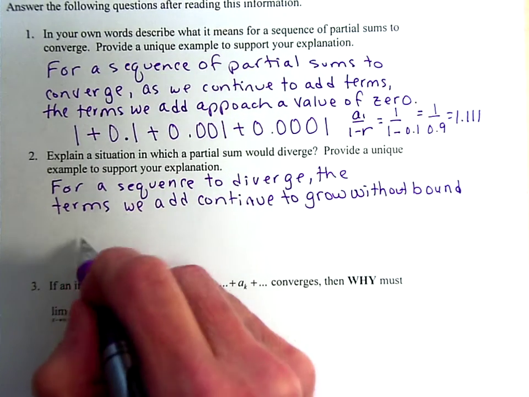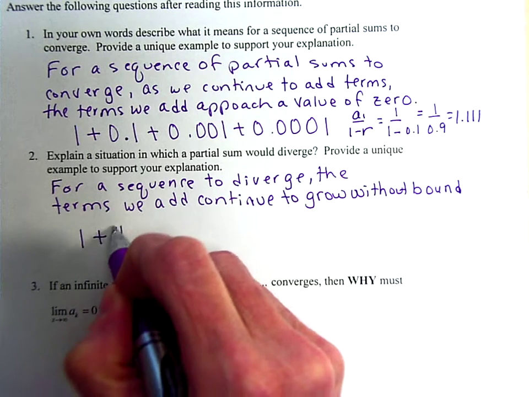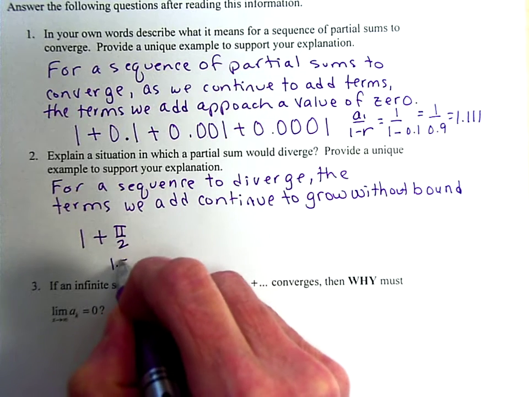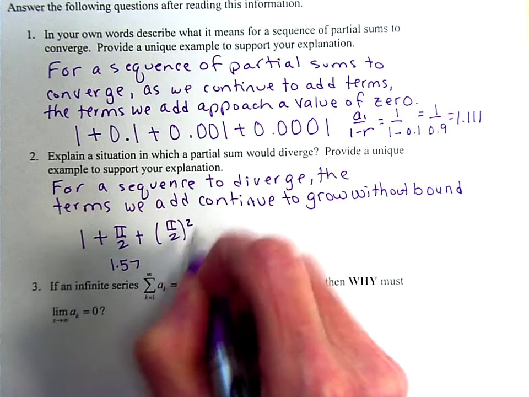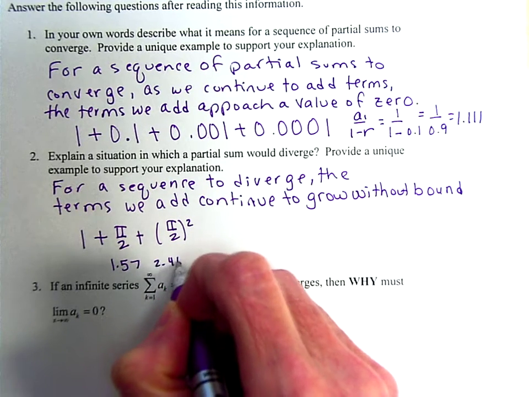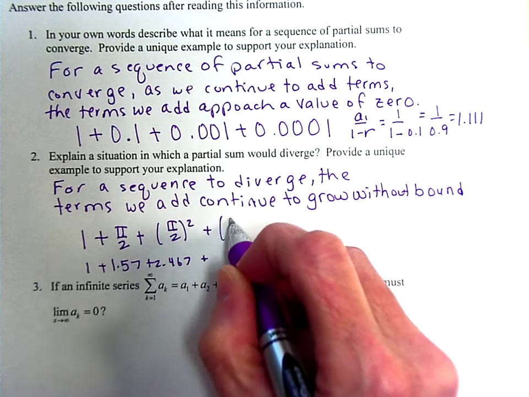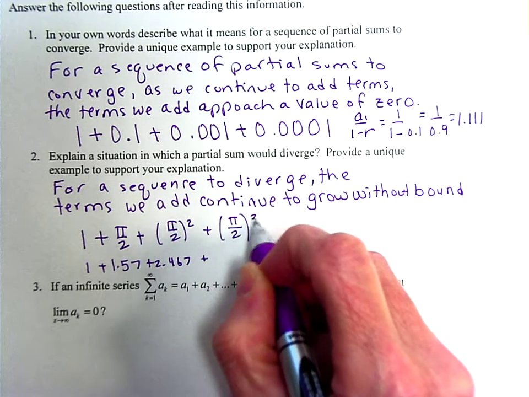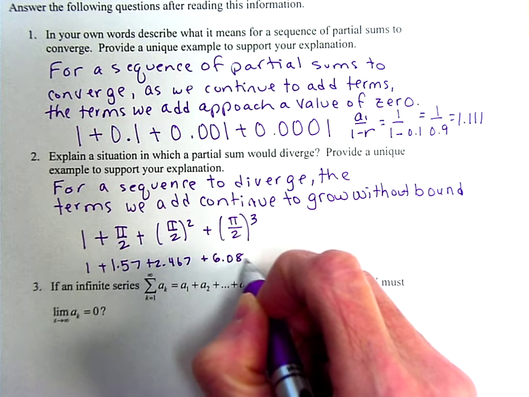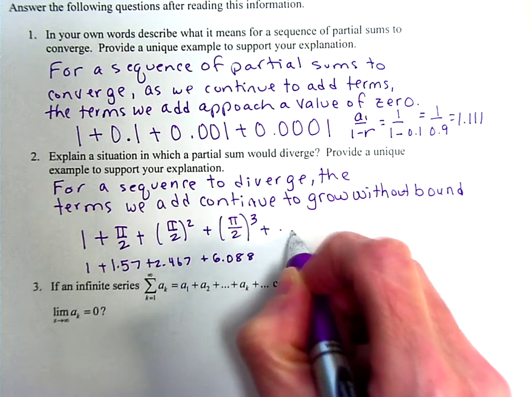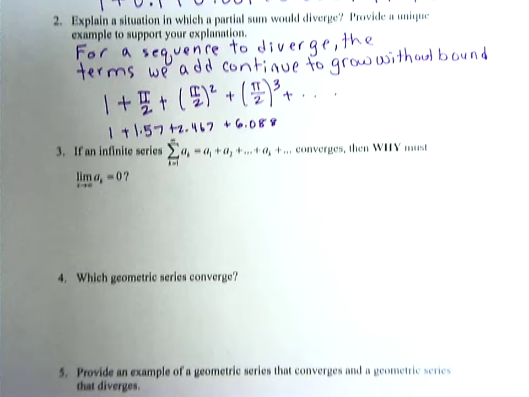So I can have the sum, maybe something that looks like this: 1 plus pi over 2, which is approximately 1.57, plus pi over 2 squared, 2.467, plus pi over 2 cubed, 6.088, and so on. So we clearly see that as we continue to add terms, we grow without bound.